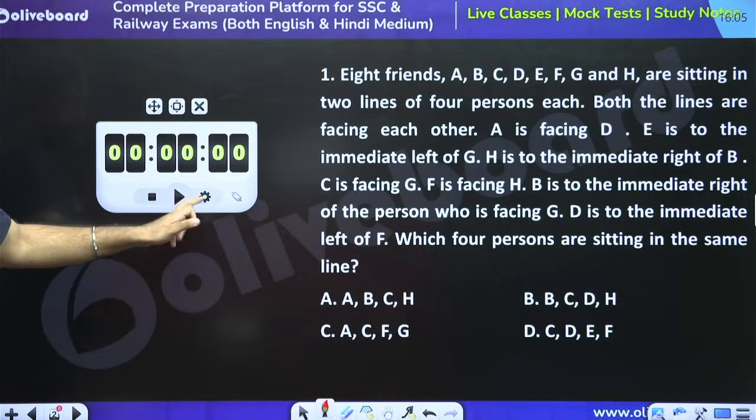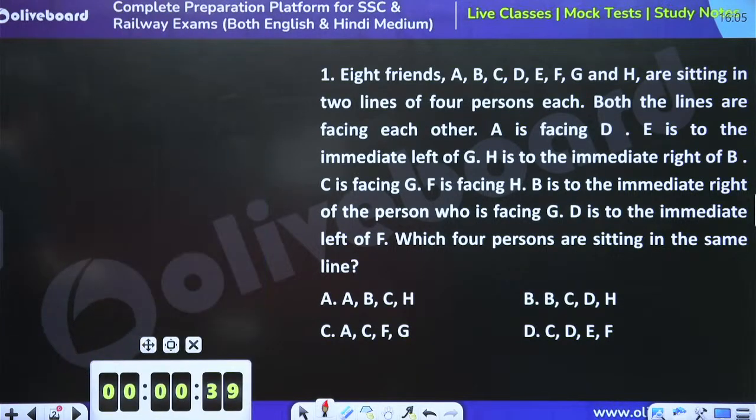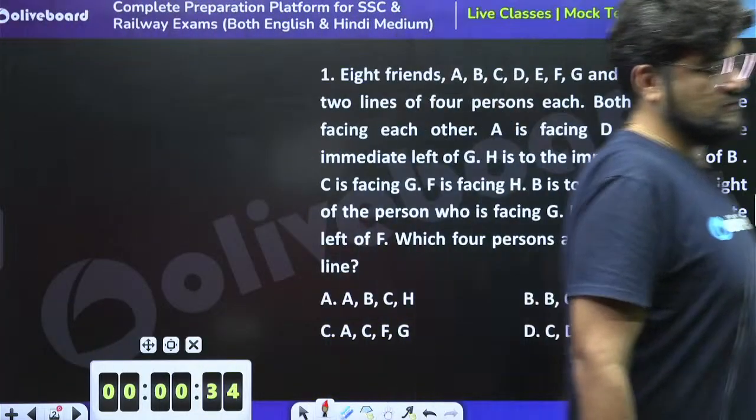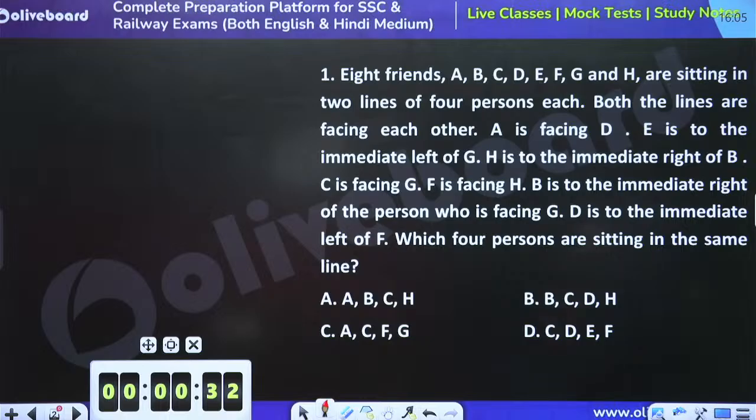Oops, 30 seconds is less for this one. Try to arrange the set in 40 seconds and get to the answer.